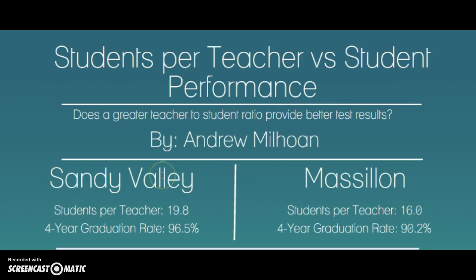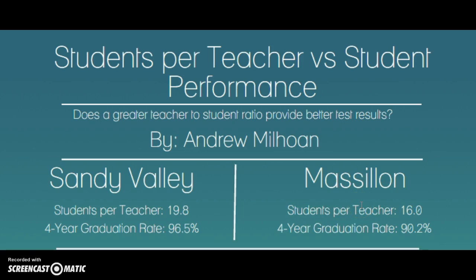Now, the two schools that I decided to include were Sandy Valley Local Schools and Massillon City Schools. Sandy Valley is the rural community and Massillon is the urban. Now, the first stat that we see here are the students per teacher. Sandy Valley has approximately 20 students per teacher, where Massillon has 16 students per teacher.